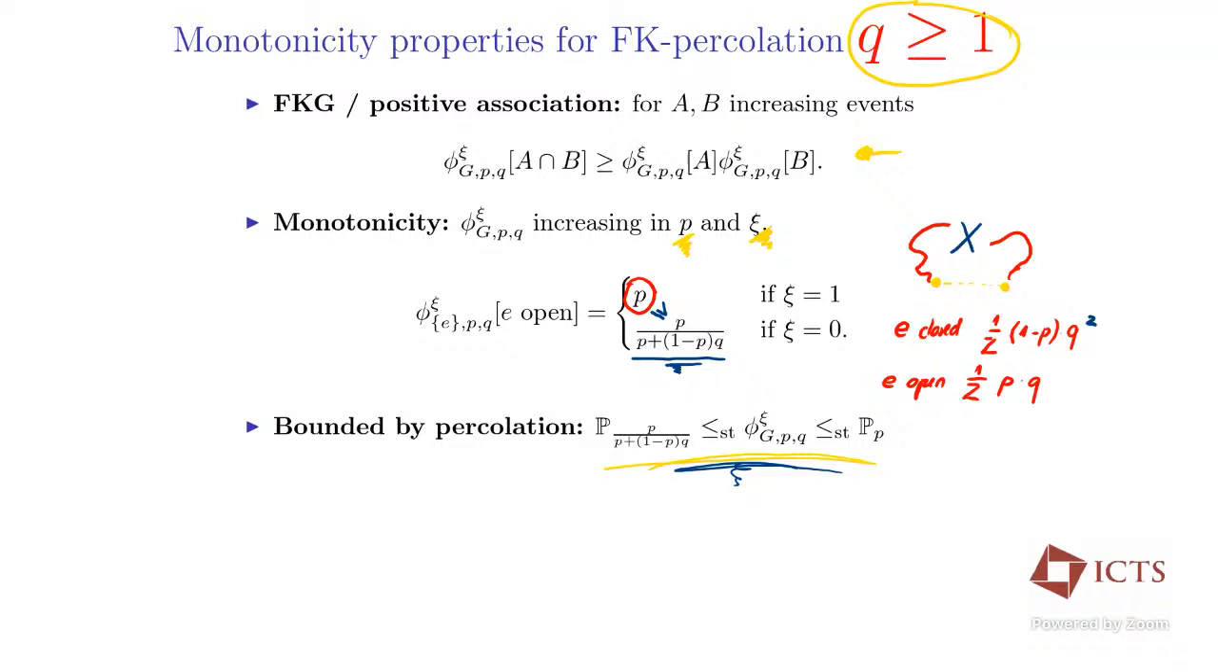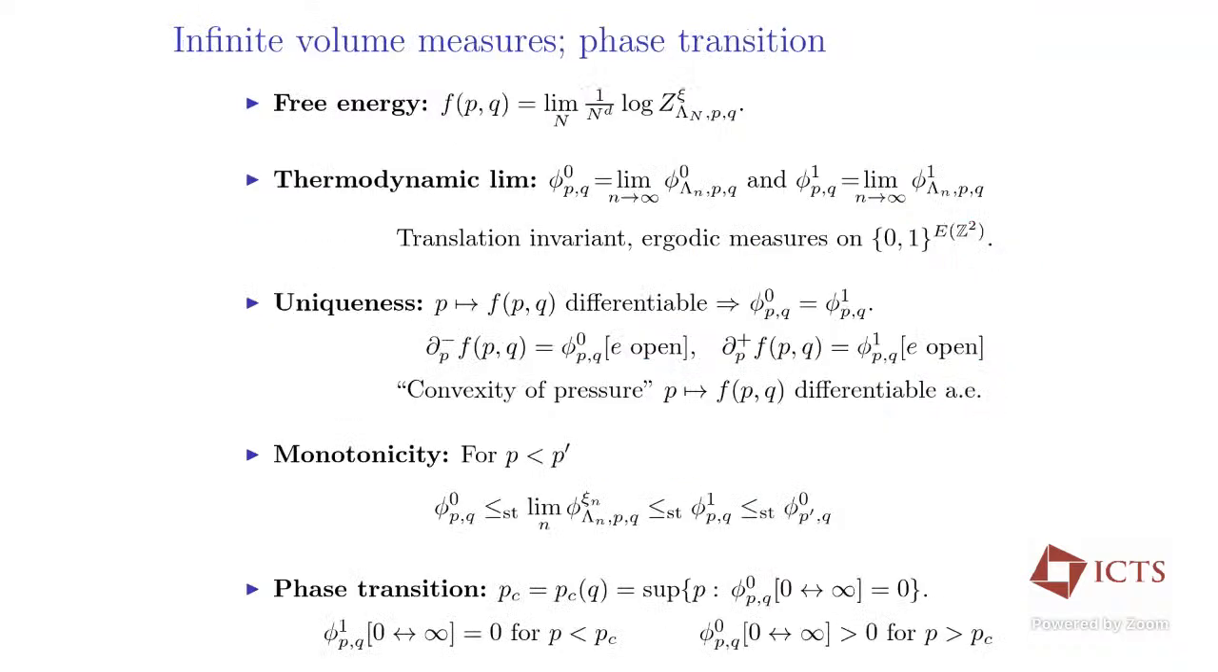By the way, we're always going to look at this model with a fixed value of Q and P varying. We're not varying Q continuously, or almost never. Different values of Q are actually different models, whereas different values of P are somehow different sorts of temperatures. Okay, I'm going to go very quickly through how you define infinite volume measures.